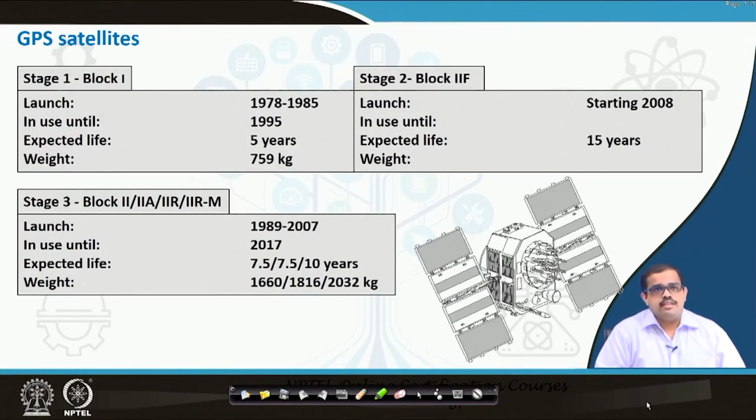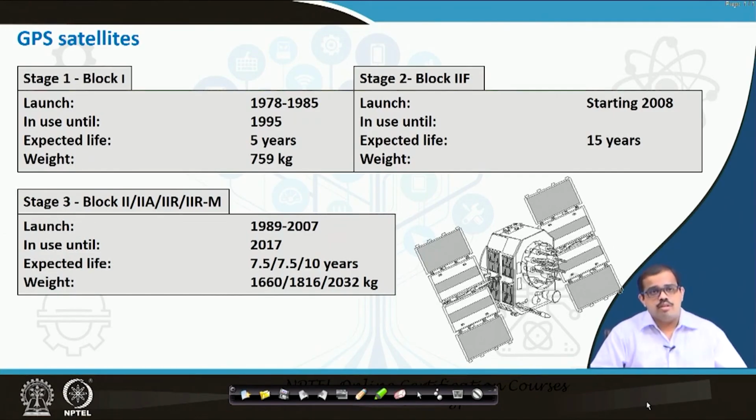When we look at different stages, there were basically many stages, but if we put it into blocks, we can put it in Block 1, Block 2 and Block 3. Block 1 was from 1978 to 1995. Its expected life was about 5 years, but it was used until 1995, which means it served even beyond its expected life. Then the Block 2 constellation of satellites was launched starting 2008. Its expected life is about 15 years and it is still working and has been extremely useful in terms of both navigation and distance measurements.